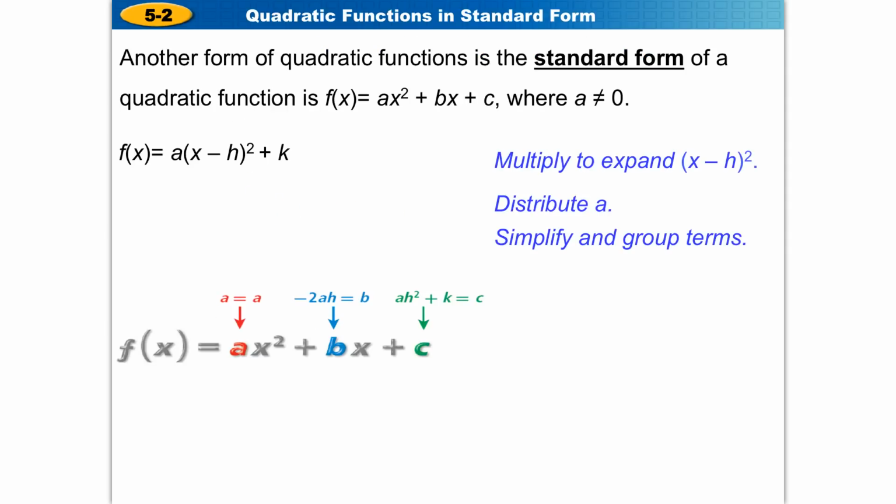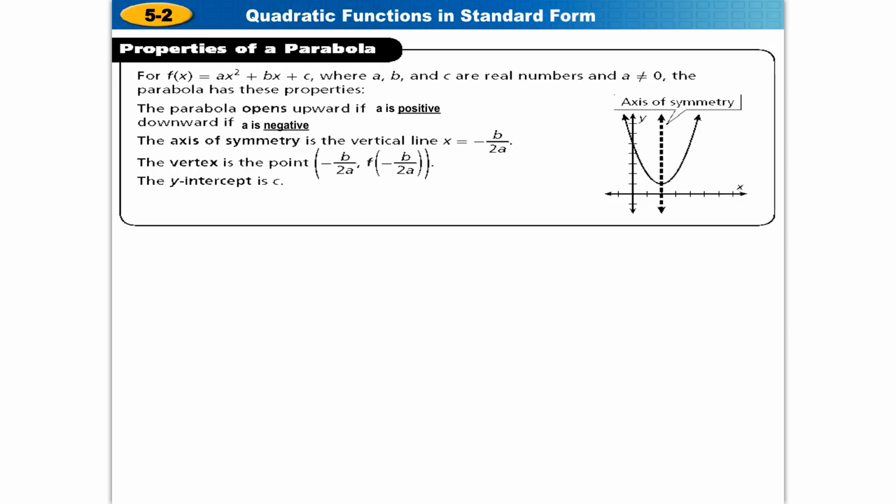So if functions are in vertex form, we can easily identify the axis of symmetry, and if they're not, then they would be in standard form, where you have either f of x or y equals ax squared plus bx plus c, and then we would do something different to find the axis of symmetry here. To find the axis of symmetry here, it's going to be the opposite of b over 2a.